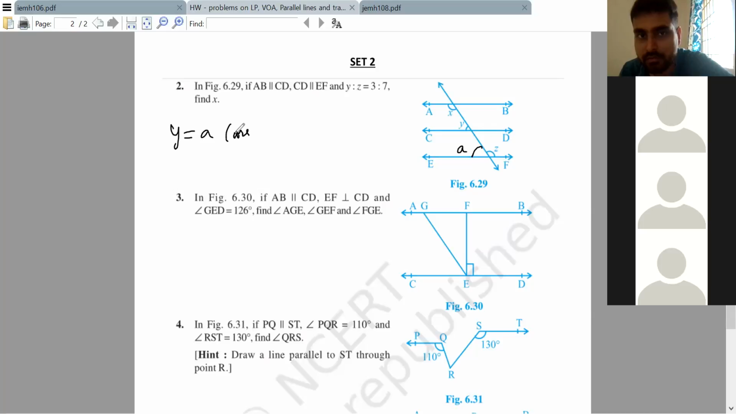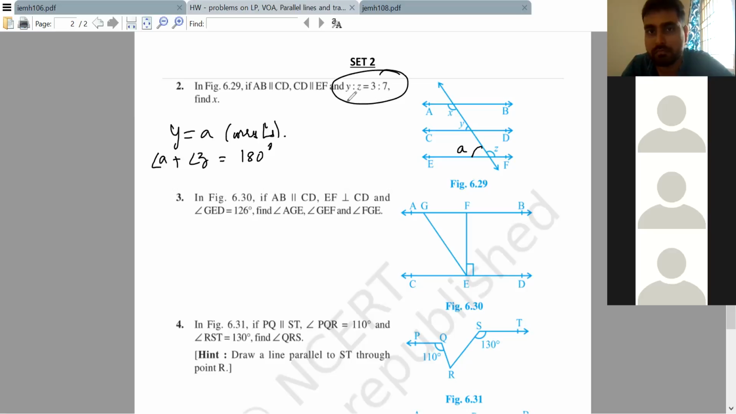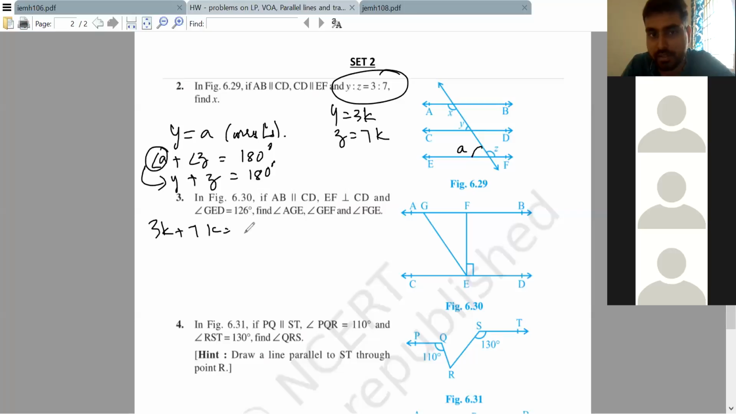Okay. So angle A plus angle Z is equal to 180 degrees. Very good. And in the question, it's given that Y is 3, sir. Okay, let's not use the word X because X is already there. Let's use 3K and Z as 7K. So now we will write an equation: 3K plus 7K is equal to 180 degrees. In place of A, we are writing Y.